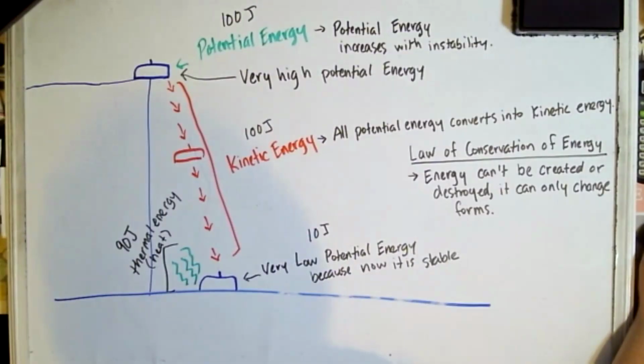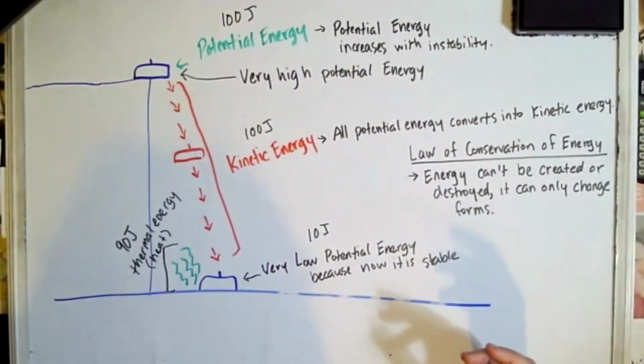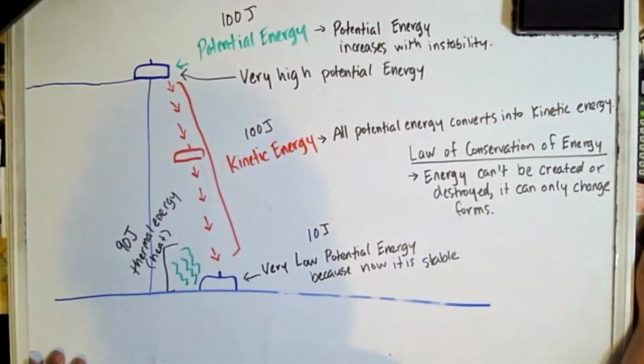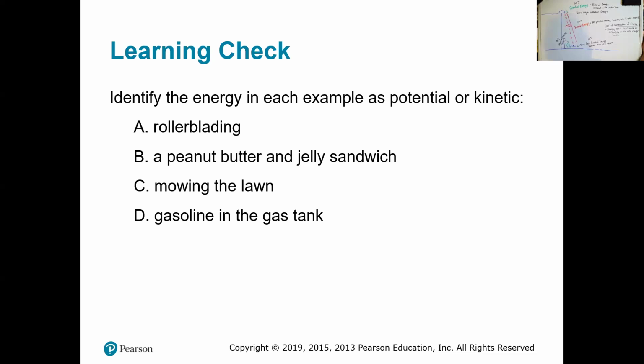Now, what you should be able to do is look at different scenarios and decide whether you're looking at potential or kinetic energy based on what the scenario is. So let's take a look at the slides here. Again, when you're looking at kinetic energy, you're thinking energy of motion. When you're looking at potential energy, you're thinking energy that's involved with things that are not moving, or things represented as chemical bonds, substances with chemical bonds.